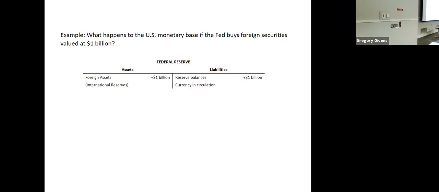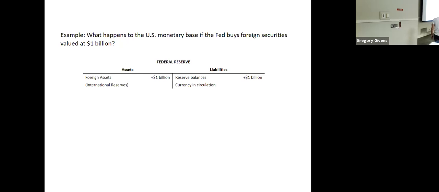Yes, because other central banks have reserve accounts with the Fed. So the transactions can be from one central bank to the other, but it can also be between the Fed and any financial institutions that may own those assets. Both of those are liabilities for the Fed, though.